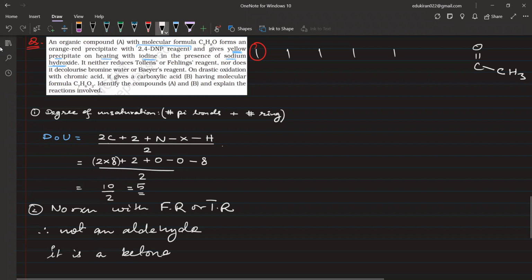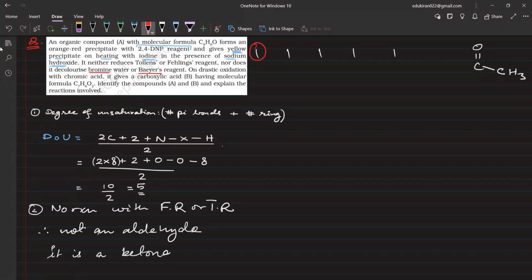Next, it is saying, nor does it decolorize bromine water or Baeyer's reagent. Now look, this is information. Whenever you are told that it is not decolorizing bromine water or Baeyer's reagent, both of these are tests for C double bond C. This test is for alkenes and alkynes. Okay, it is a test for what? Alkene and alkyne. Now, think of a molecule that has a double bond but does not react like alkenes, with different kinds of reactions. It does not react like a typical alkene.